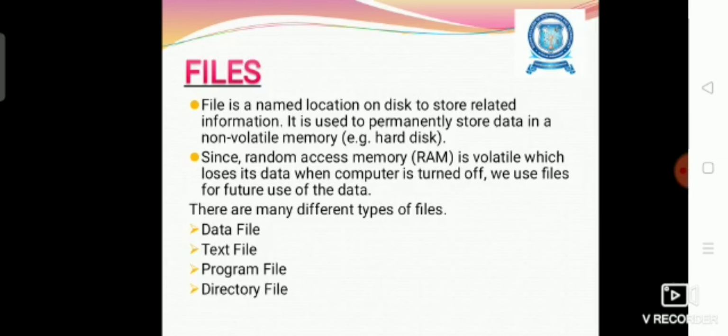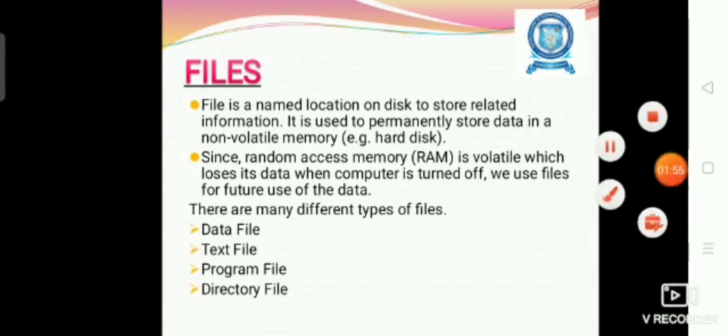The hard disk is called non-volatile memory. Another type of memory is RAM, which is volatile. Volatile means we will lose our data when the computer is turned off. But when we store our documents as files in the non-volatile memory, they will be stored permanently, so we can use them in future. There are many types of files, like data file, text file, program file and directory file.